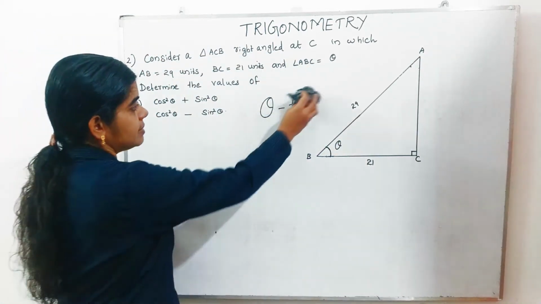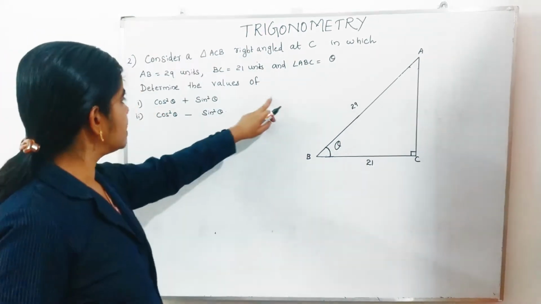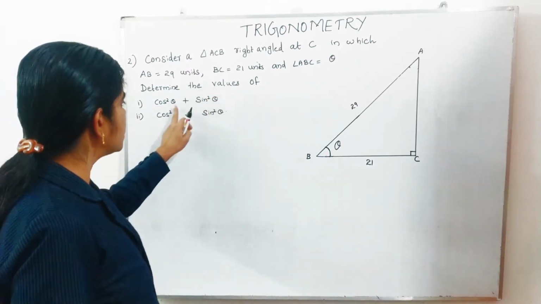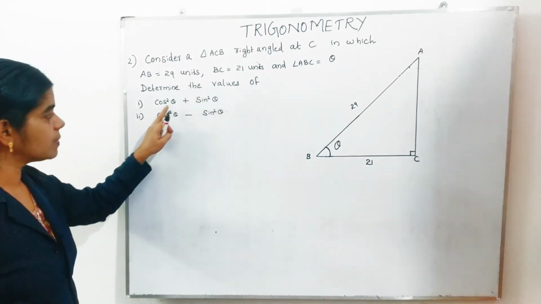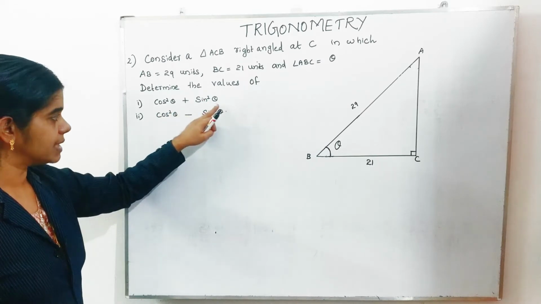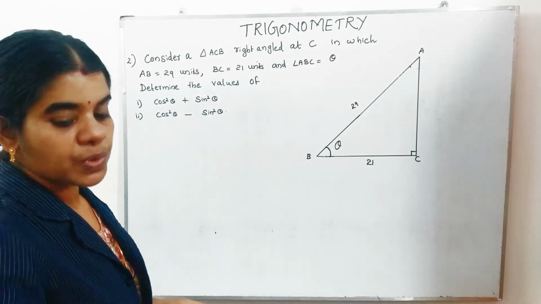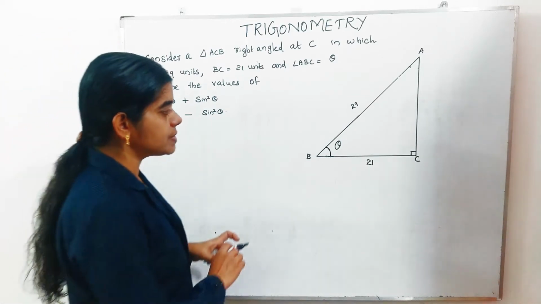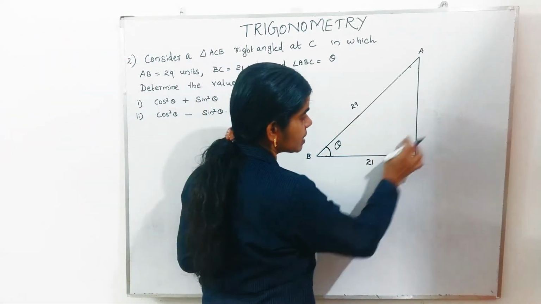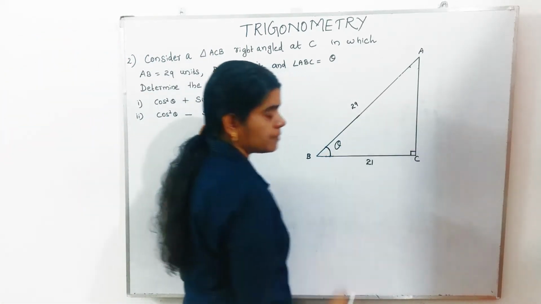Angle ABC equal to theta. Determine the values of cos square theta plus sin square theta, and cos square theta minus sin square theta. You already know two side measurements only, so AC you want to find out first.